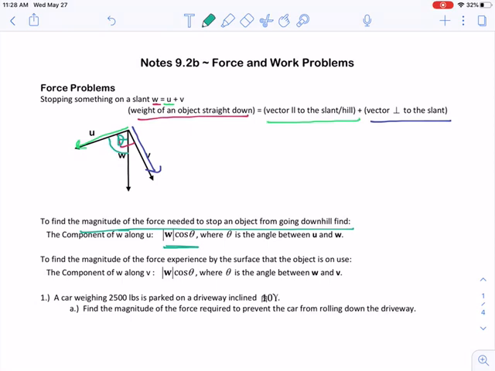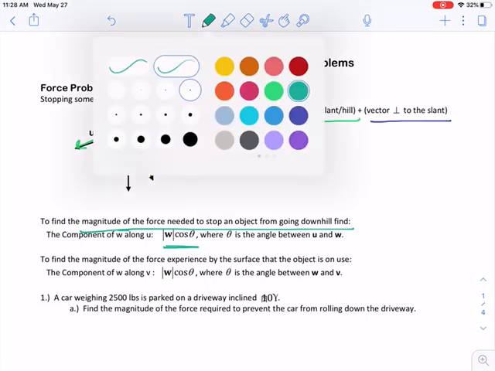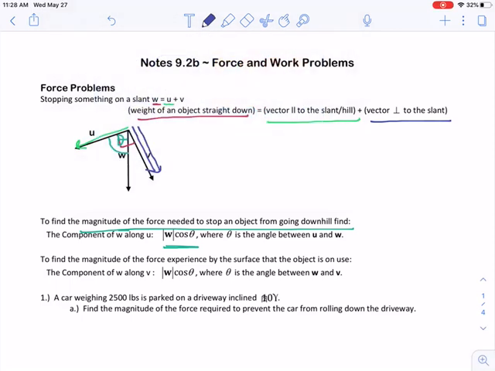If I want to find how much force my driveway is experiencing, now think of this pushing down. So if I'm pushing down, I'm going towards my V, so I'm being pushed down here. Then my angle theta is in between W and V. So let's take a look at an example of this and how we can find our magnitude of force needed either to stop an item from going downhill or how much force my driveway or slant is experiencing.